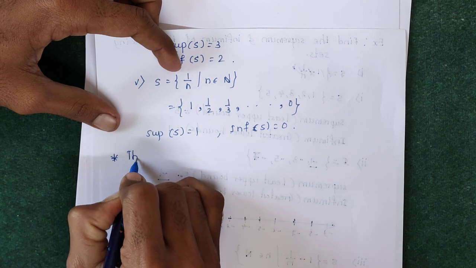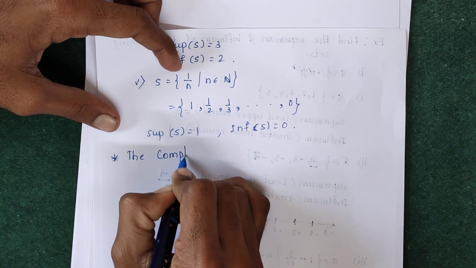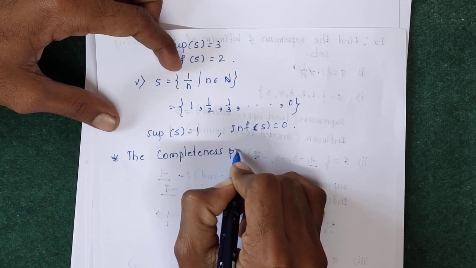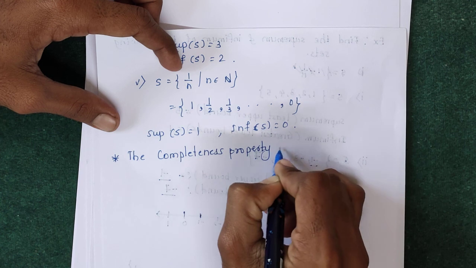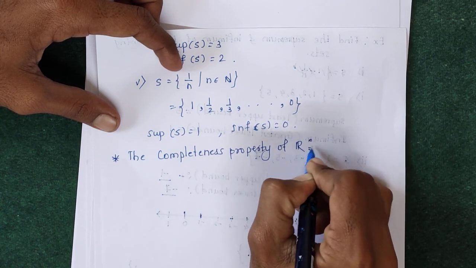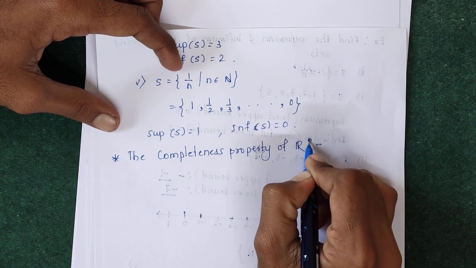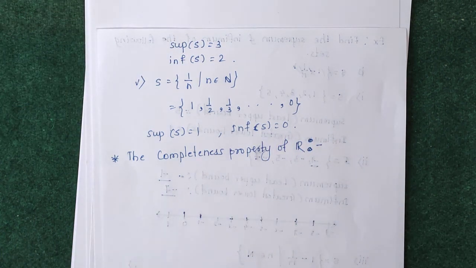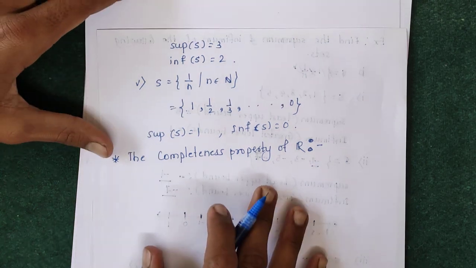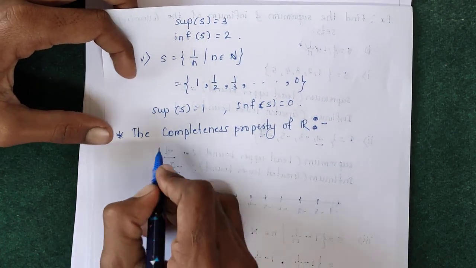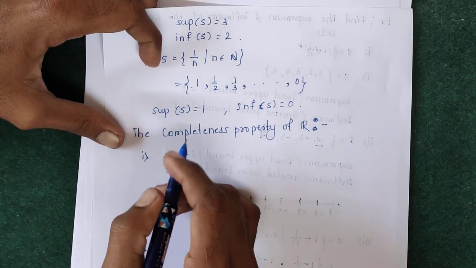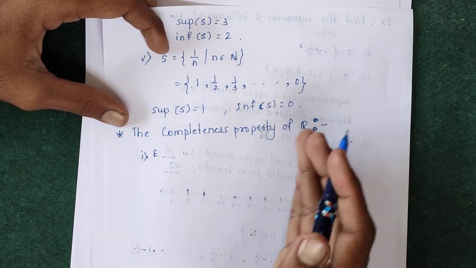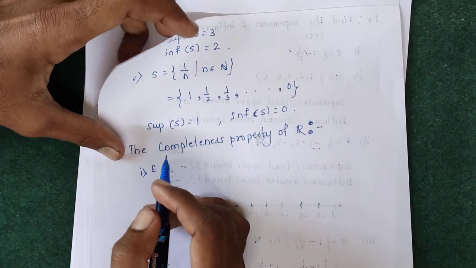The next topic is the completeness property of R. Up to this lecture, we have seen the definition of lower bound, upper bound, greatest lower bound and least upper bound. Now we will see the completeness property. The first property is that every non-empty subset of R which is bounded above has a supremum, and every non-empty subset of R which is bounded below has an infimum. These are the two properties.